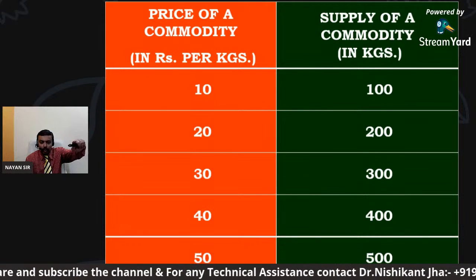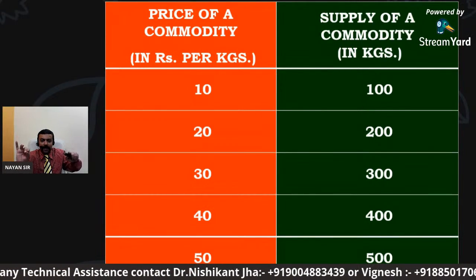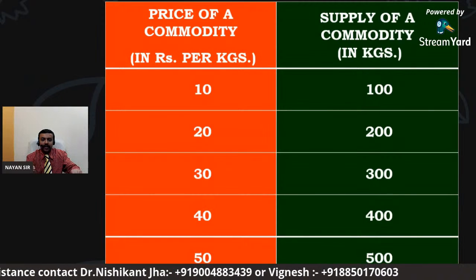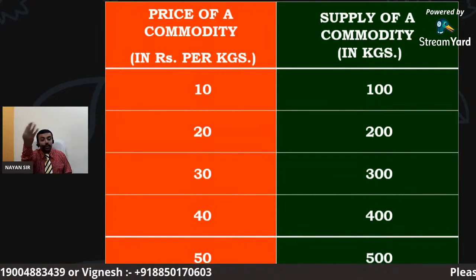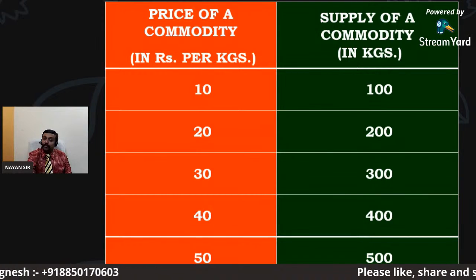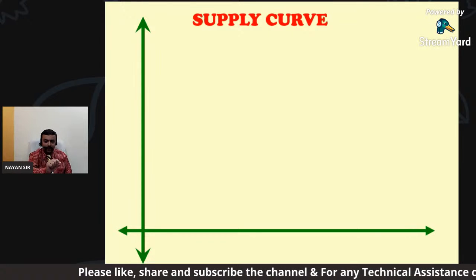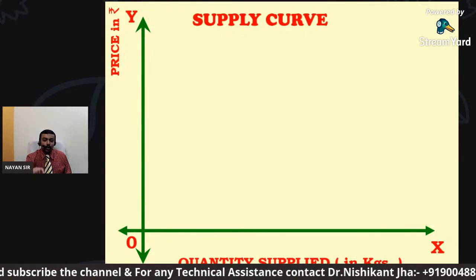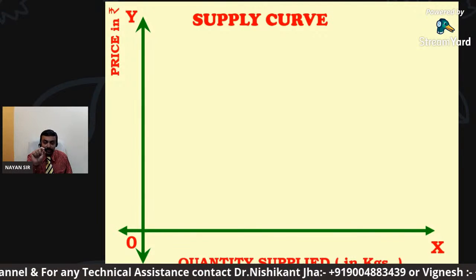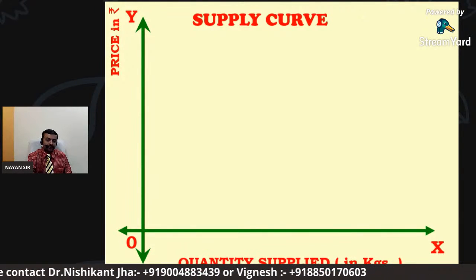At the lowest price, the quantity is also lowest at 100 kg, and at the higher price 50, it is 500 kg. So that is why now we will convert this into a graphical representation. We will draw the supply curve, friends. We will label the x-axis and the y-axis, and we will write the origin, price and quantity. Here it will not be demanded; what did I tell you in demand? Quantity supplied in kgs.